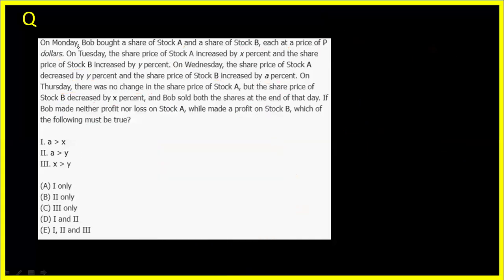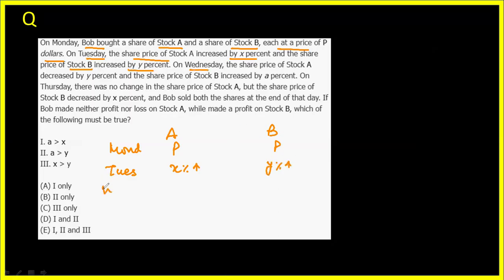Okay, now let's understand this question. It says that on Monday, Bob bought a share of stock A and a share of stock B, each at a price of P dollars. So there is stock A, there is stock B. On Monday, the price is P dollars here, P dollars here. On Tuesday, the share price of stock A increased by X%, and the share price of stock B increased by Y%.